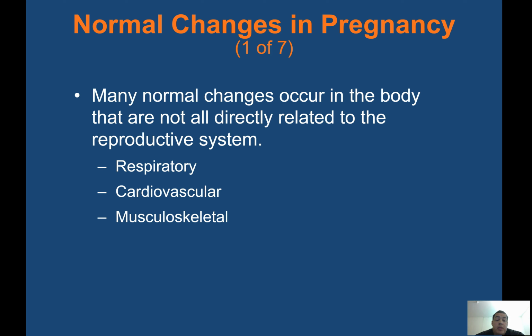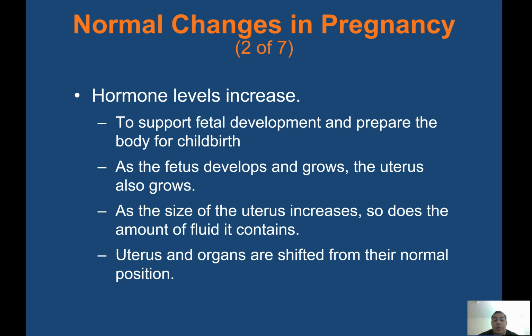Normal changes in pregnancy. Many normal changes occur in the body that are not all directly related to the reproductive system: respiratory, cardiovascular, musculoskeletal. Hormone levels increase to support fetal development and prepare the body for childbirth. As the fetus develops and grows, the uterus also grows. As the size of the uterus increases, so does the amount of fluid it contains. The uterus and organs are shifted from their normal position.